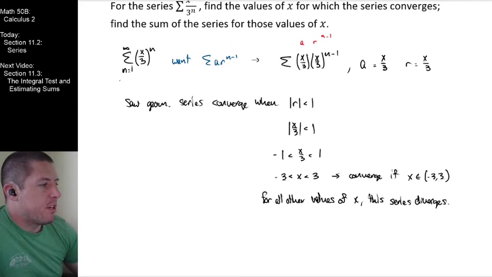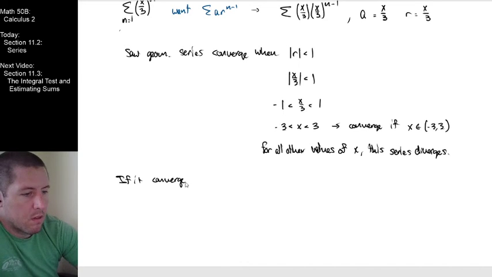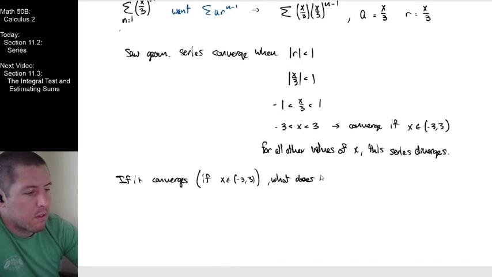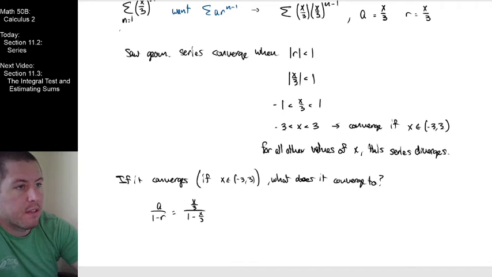So what value does it converge to when it converges? That is, if x is an element of negative 3 to 3, what does it converge to? Well, we can just do our simple little a over 1 minus r if it is converging. I know this is going to be x over 3 over 1 minus x over 3. And I'm going to just go ahead and multiply top and bottom by 3 over 3 right here, just to simplify this a little bit.